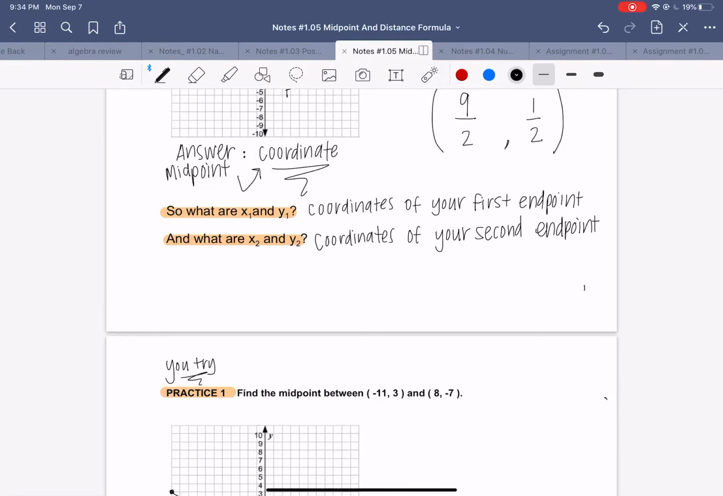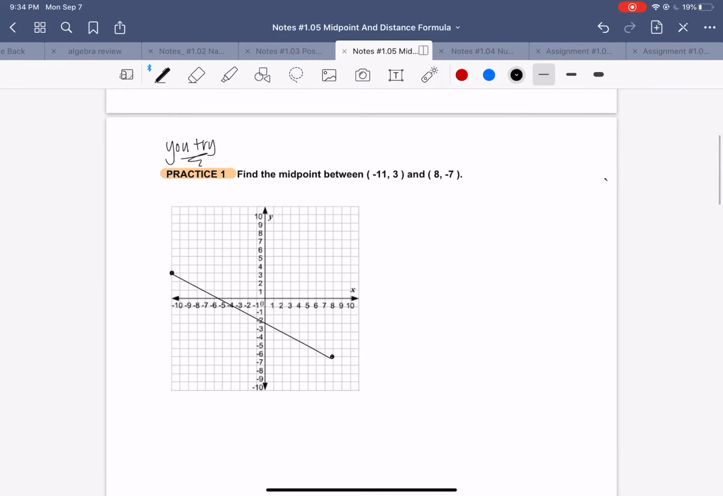Okay, so I want you to try this next one. Remember the midpoint formula: x1 plus x2 divided by 2, comma, y1 plus y2 divided by 2. It's the same formula we used to find midpoint on a number line, but now we're just doing it twice because we have two sets of numbers. So remember, we have x1 and y1 and x2 and y2.